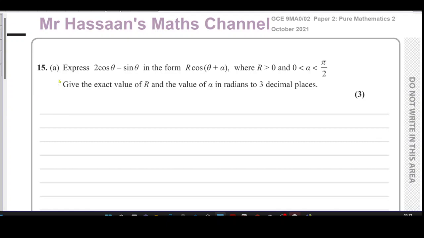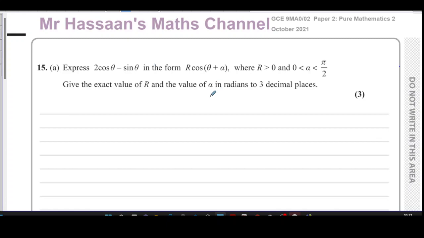Somebody had requested for me to answer this question, which is number 15, which is the last question on the paper. I'm going to answer it because I've been asked to, but mainly because it is relevant to what I'm teaching in the international A-level syllabus, and it's related to P3. This question is about trig identities and equations from P3, and it's a common type of question that comes up in our syllabus.